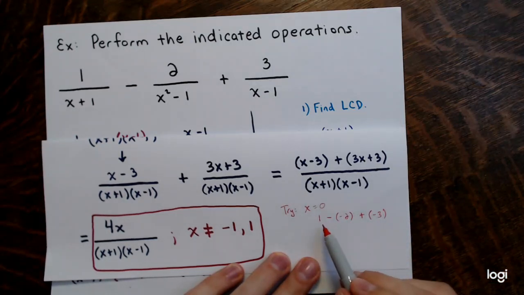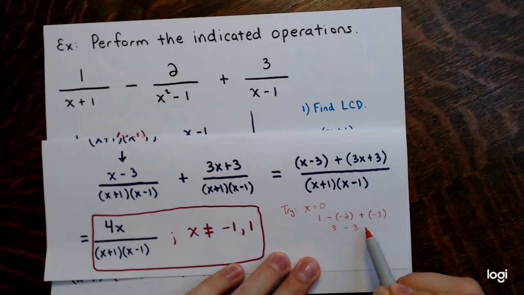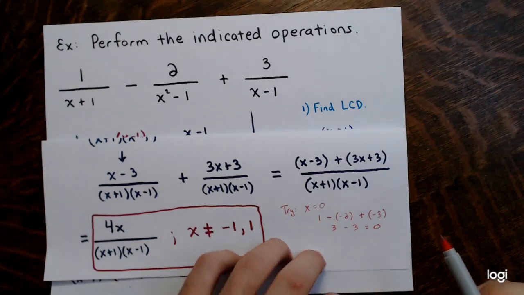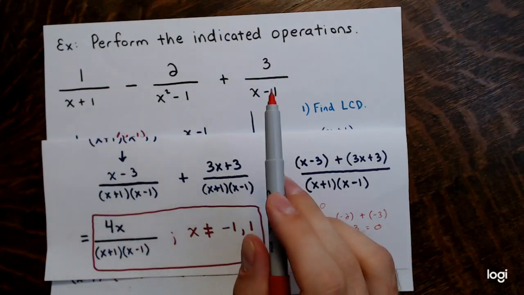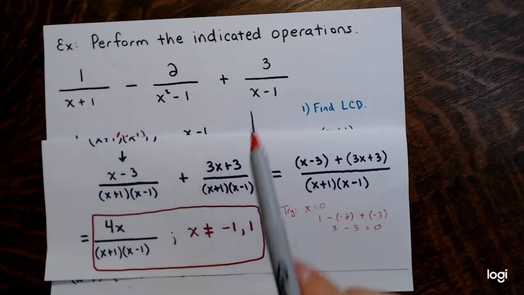Okay. Well, 1 minus -2, that'd be 1 plus 2. So this is 3. And then plus -3 is the same as minus 3. We're getting 0. So this minus this plus this. When x is 0, this whole expression has a value of 0.